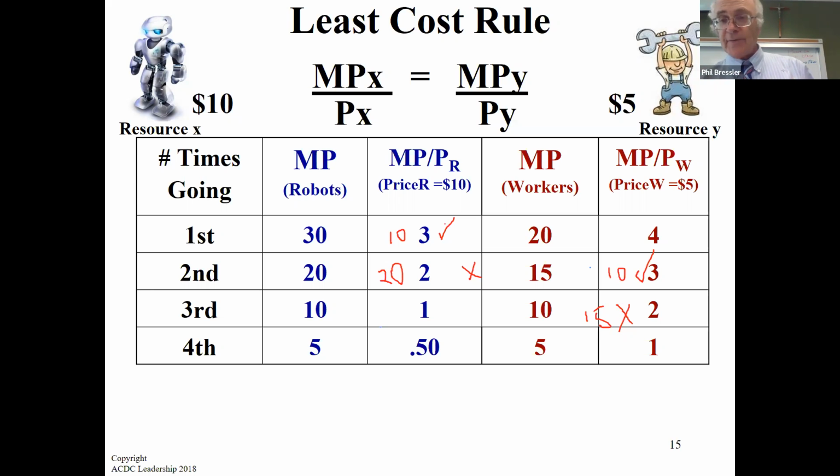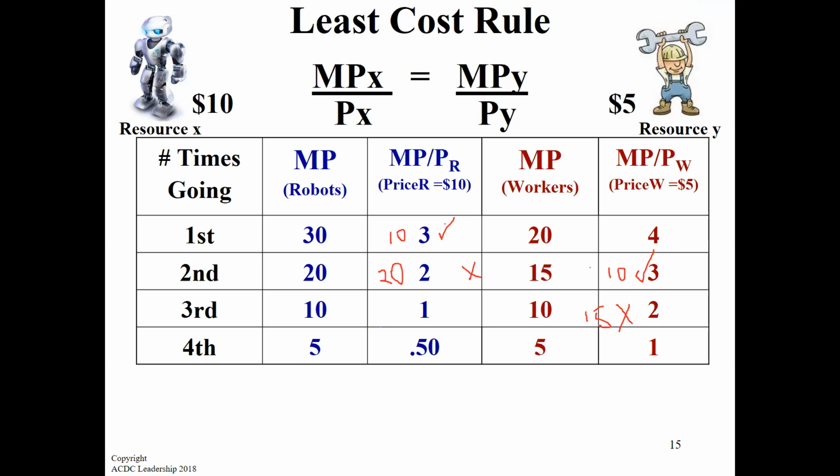So I'm looking now for the next number where they equal each other. And that would be 2 equals 2. And now 2 robots times 10 is 20. And 3 workers times 5 is 15. And I've spent my money. Did that help you at all? Yeah, thank you. Okay. Anyone else?